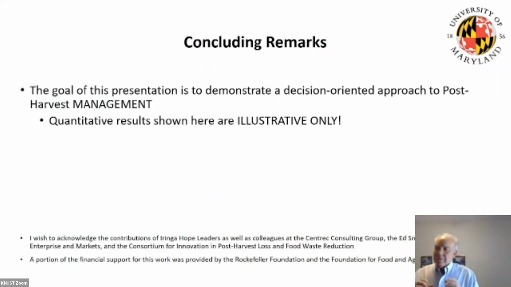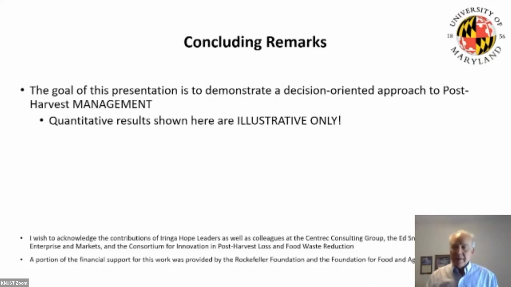So, trying in this example to illustrate how we can use decision-oriented tools to improve post-harvest management. And I really wish we could use the term post-harvest management more in our discussions and our policies. Yes, it involves technologies. Yes, it involves practices, but it's really the management that has to occur privately and publicly, that has to be improved if we're going to reduce post-harvest loss.